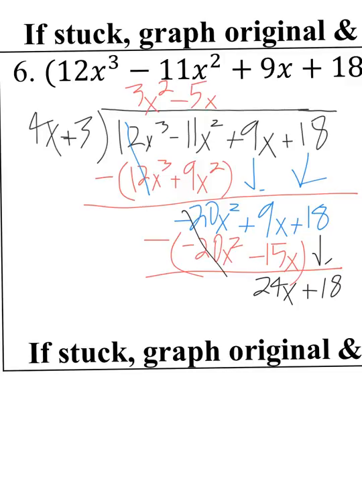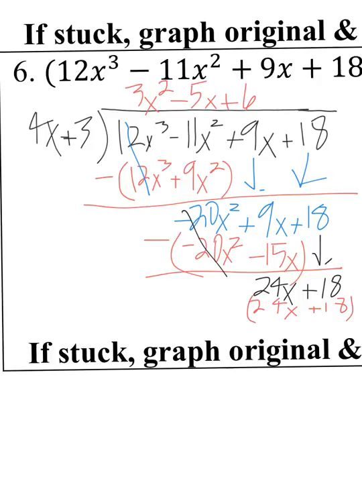So I have 24x divided by 4x. Well, the x's would cancel, and so I'm doing 24 divided by 4, which is just 6. So I'll put plus 6. And so I'm going to do 6 times these two. 6 times 4x is 24x, and 6 times 3 is 18, so plus 18.